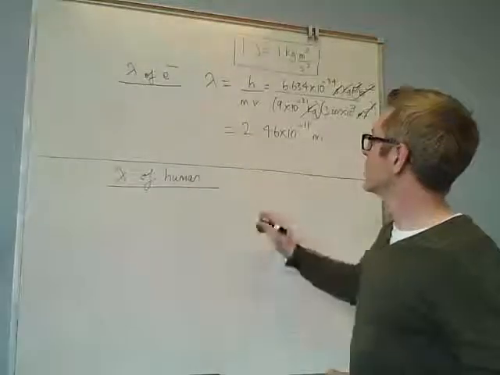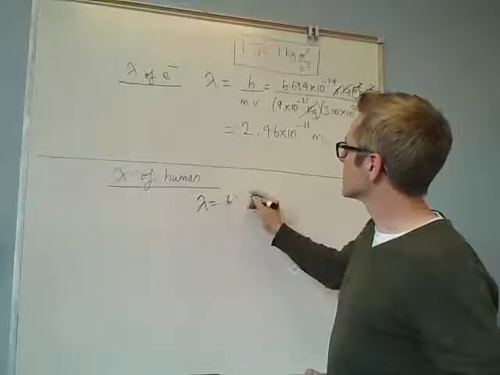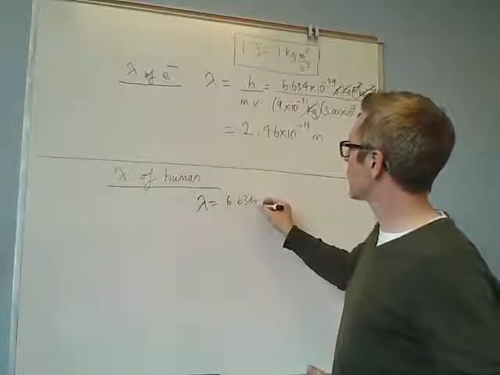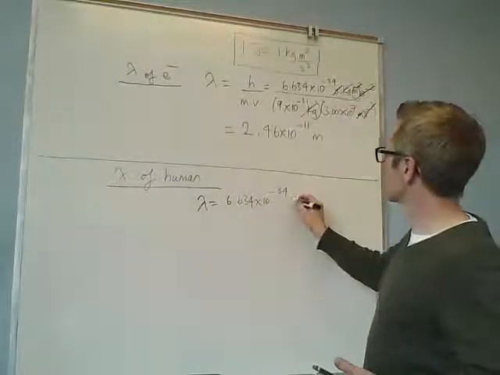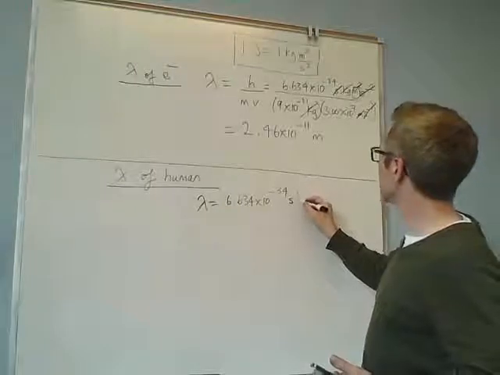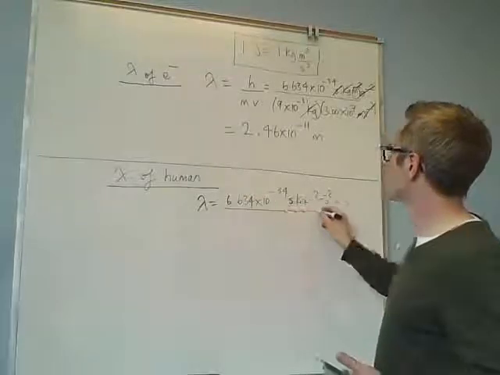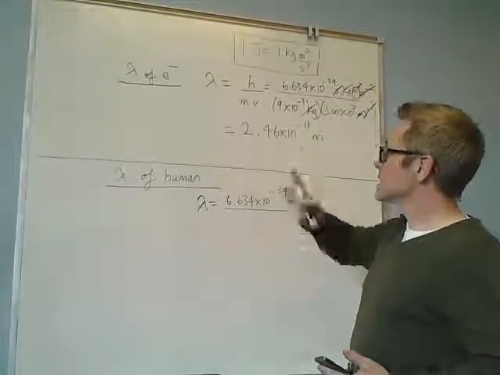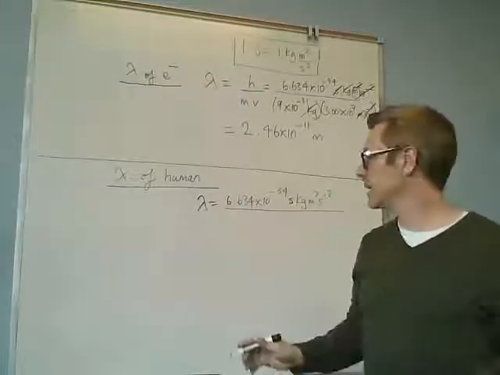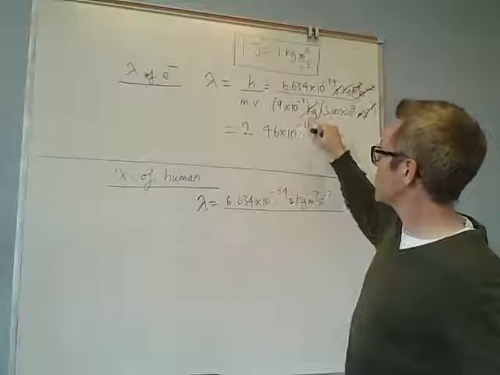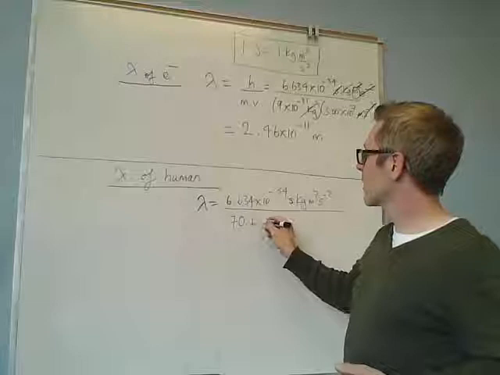Let's look at the wavelength of a human. So Planck's constant is 6.634 times 10 to the negative 34. We use the same units, joule seconds, so kilogram meter squared per second. The mass of a human, I'll use myself as the representative human. I am about 70 kilo, much heavier than an electron, thank goodness. About 70 kilogram.